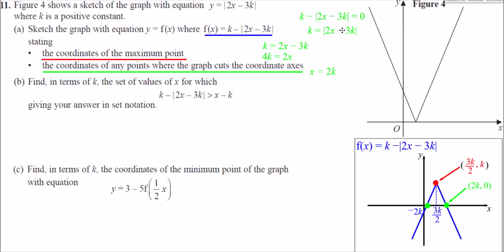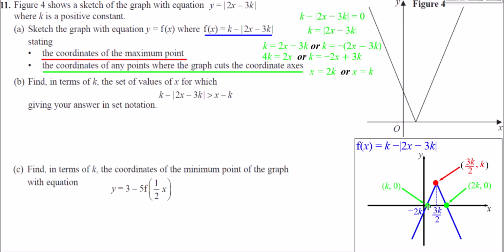And so if 2x minus 3k itself is negative, the modulus of that will be the negative version of itself. So the second case, if we're looking at this side, will be when k is equal to minus 2x minus 3k. Now if I expand these brackets and simplify, this is the same as saying when k is equal to minus 2x plus 3k. If I add 2x to both sides and subtract k, I can see that 2x must equal 2k, then halving everything, this solution is when x equals k. So this point here is where x equals k.